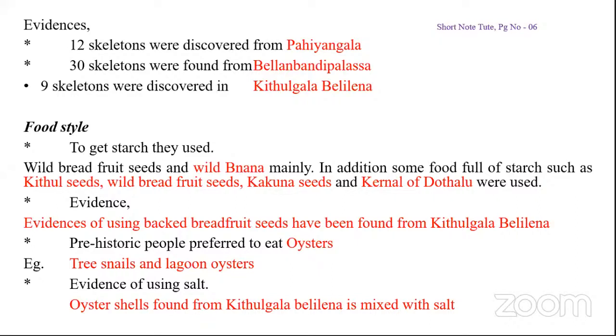Those tree snails they were using, and that was preferred. They are one of the favorite foods of the Stone Age men of Sri Lanka, tree snails, and even lagoon oysters. Some of the oysters, actually snails, were found from the lagoons because they did not have any method of going to the sea to find or catch oysters. These are the two types, tree snails and lagoon oysters. So this is the favorite food of the Stone Age man, and they preferred that.